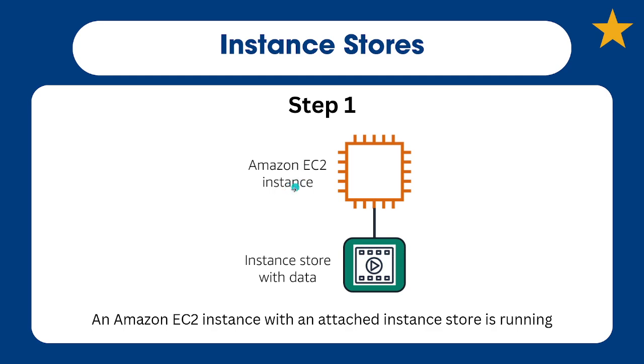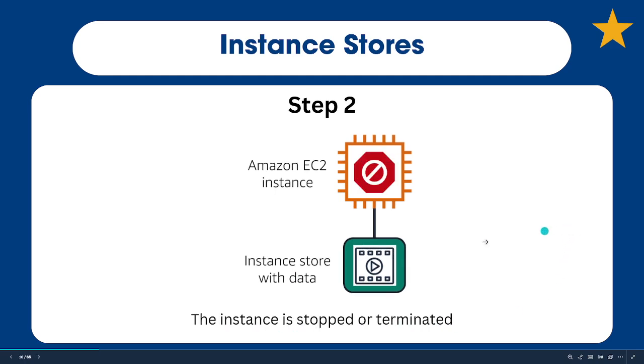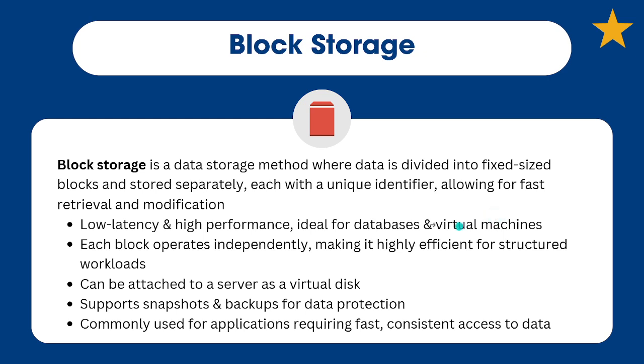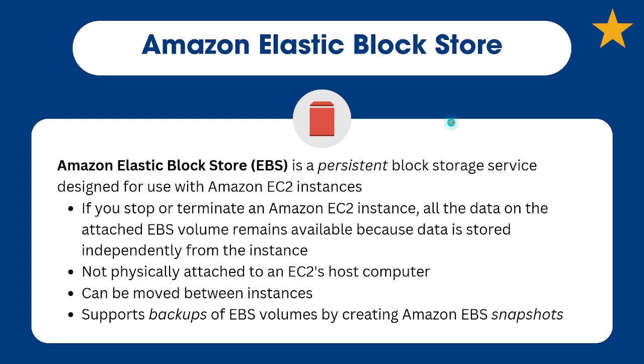If you're a retail store, maybe this might be a catalog of your products. So an Amazon EC2 instance with an attached instance store is running. If that instance stops or terminates, then all the data in the instance store will be deleted. So not ideal, right? There are different options we'll explore if you do want non-ephemeral or more permanent storage of that data. One example is going to be block storage. And Amazon has the Elastic Block Store service for that option.